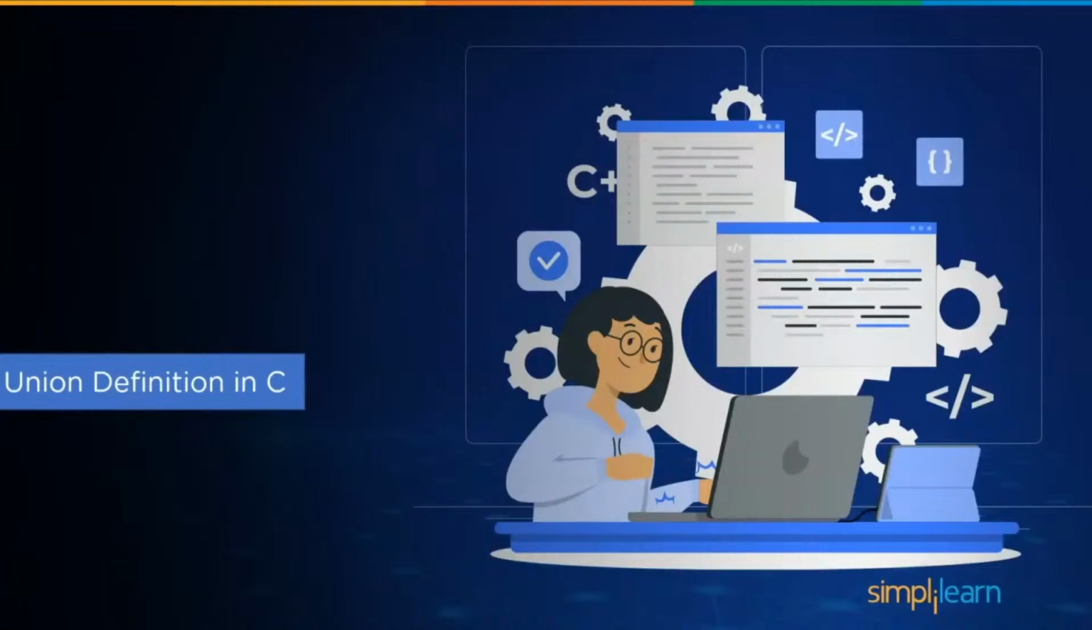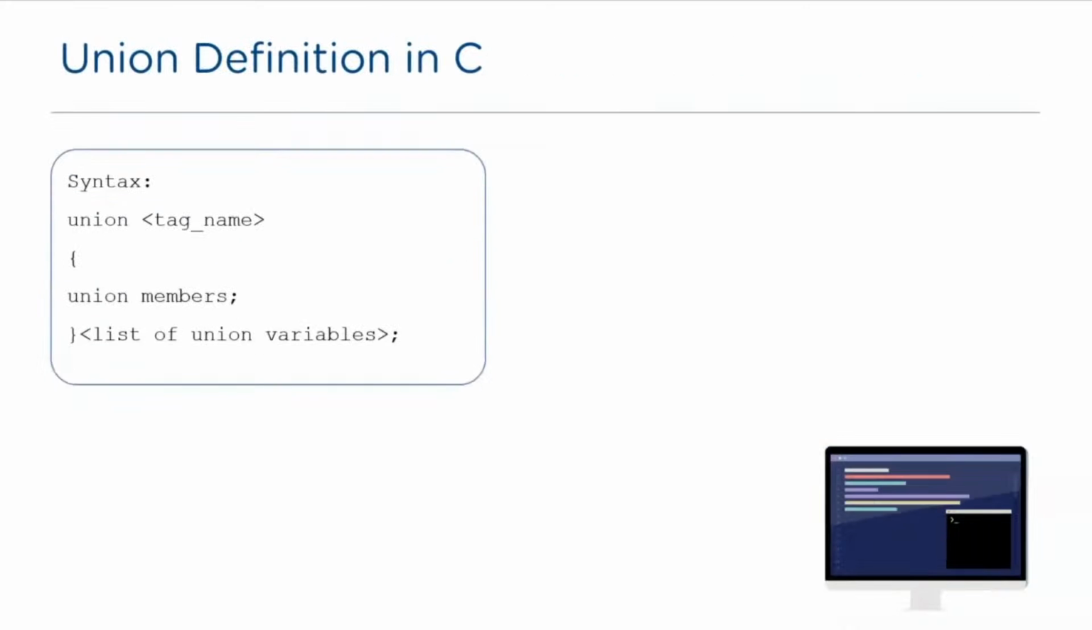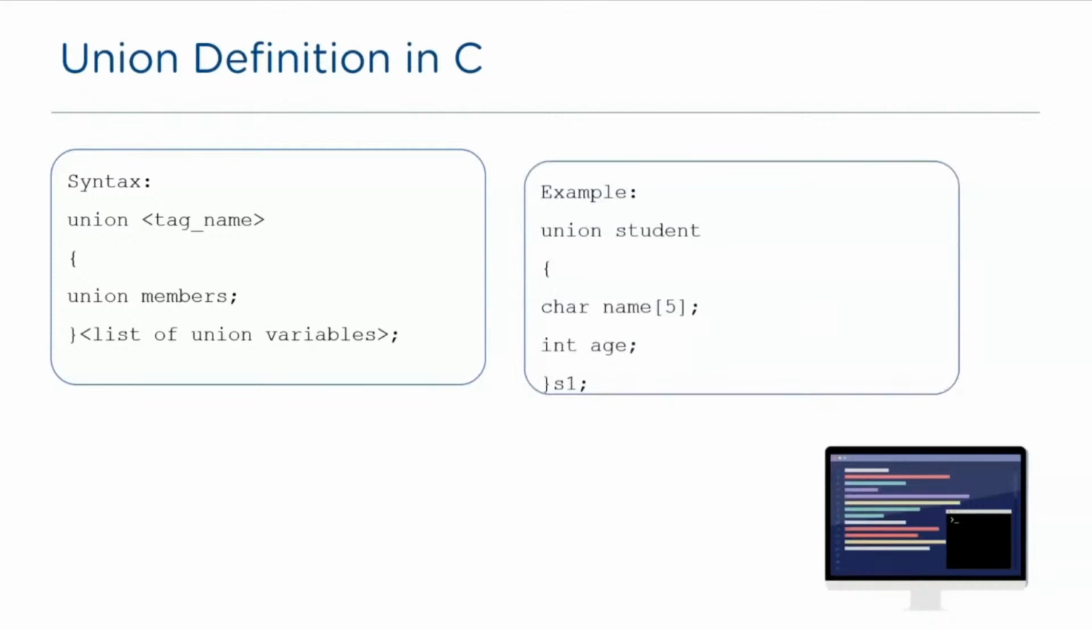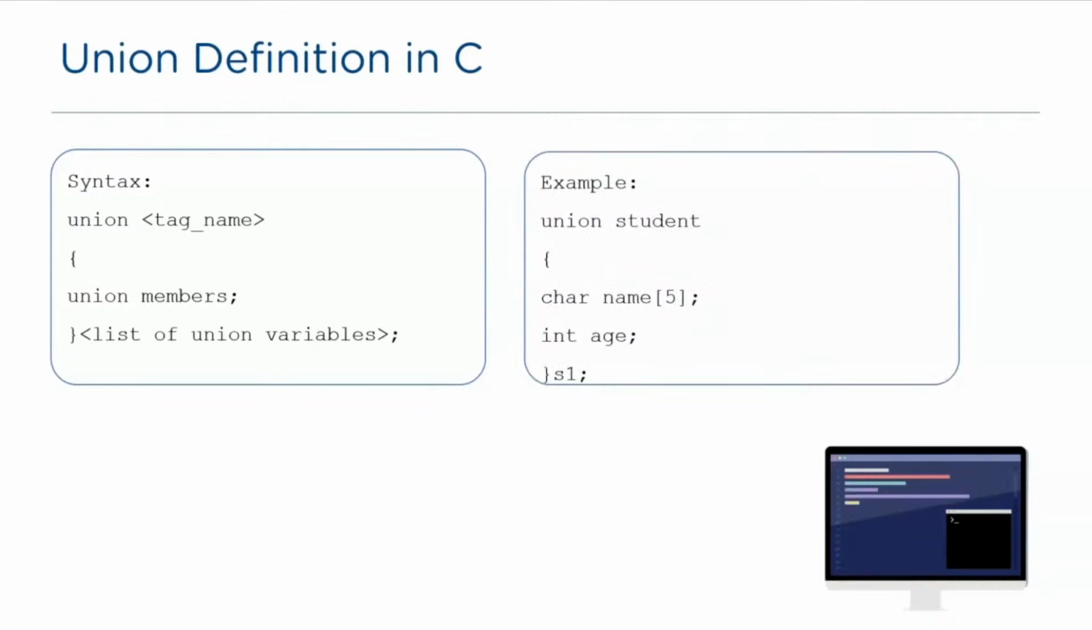Now let's have a look at a union definition in C. The union definition starts with the keyword union and is followed by tag name or union name. Then a list of union members inside the curly brackets and finally a union variable declaration. For example, the definition begins with the keyword union, then student as a tag name. And the union members are name of type char and age of type int, followed by S1 as a union variable name.